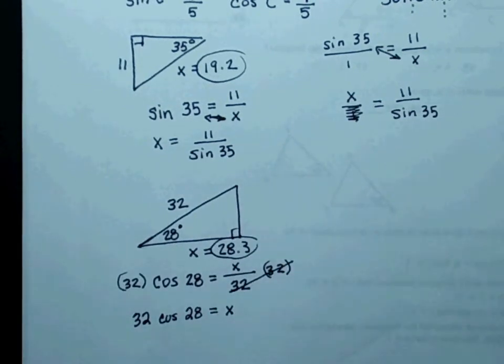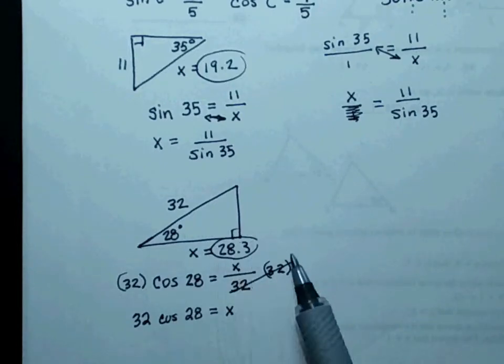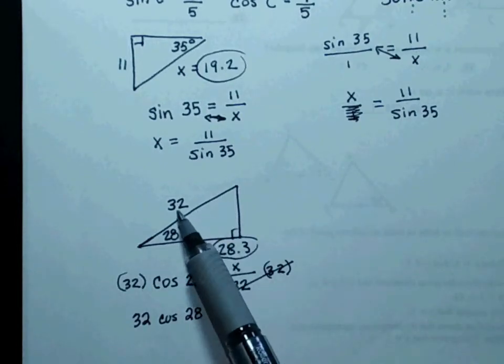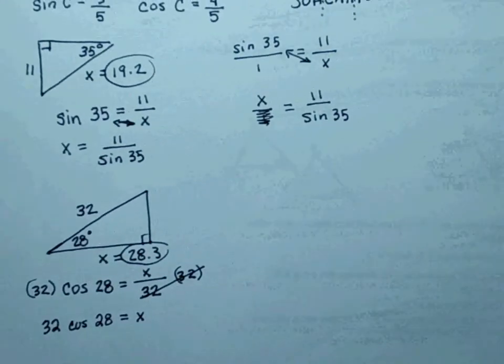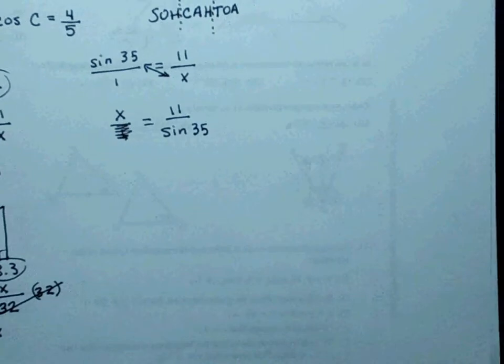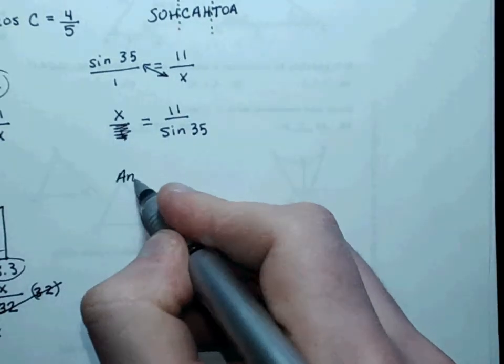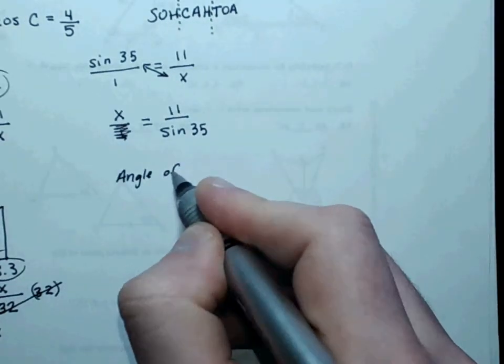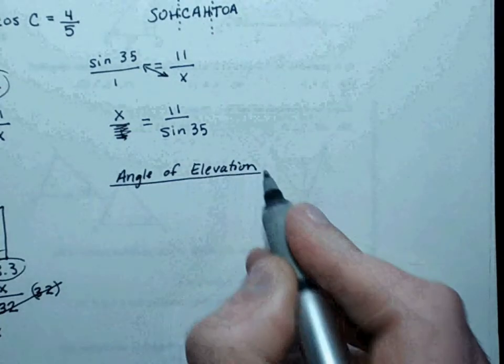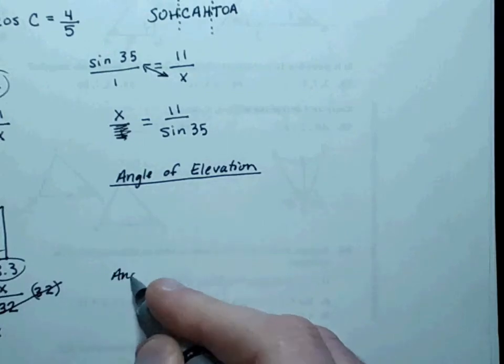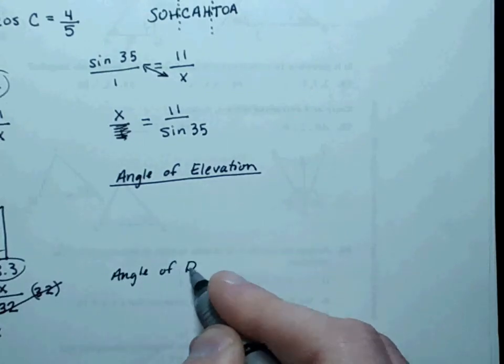Right. Now, again, we got to look. Does that make sense? Could that be 28.3? Absolutely. It does. If it was bigger than 32, then we would have a problem. Right? But that's how we find x. Okay? Alright, we need to talk about two other things, two definitions. Okay? The first one is called the angle of elevation. And the next one is called the angle of depression.